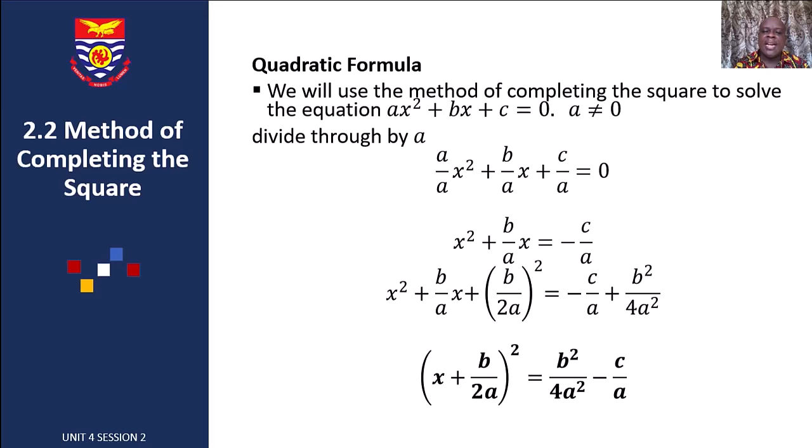Then on the left hand side, the two terms that have squares, we bring them together into one bracket. So we have x plus b over 2a, and we square it. And it is equal to the right hand side, which is b squared over 4a squared minus c over a. We continue this proof at the next stage.